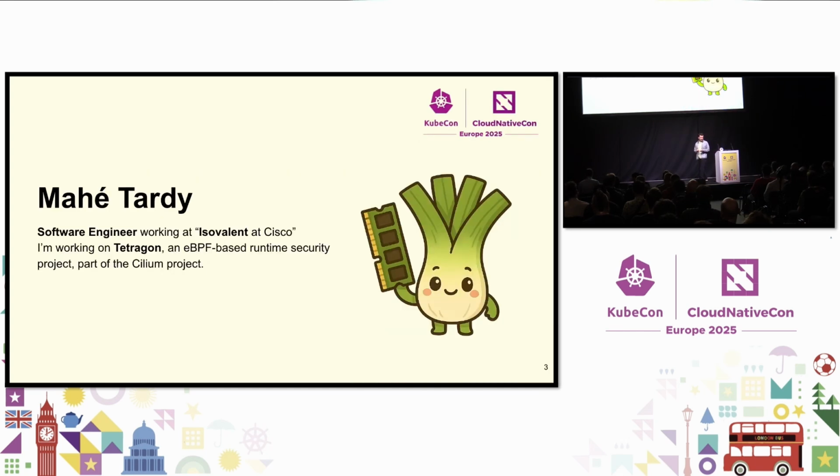So I'm Mahé. I'm working as a software engineer at Isovalent at Cisco. I'm working on Tetragon, which is an eBPF-based runtime security project. It's part of Cilium. And this is not a picture of me.